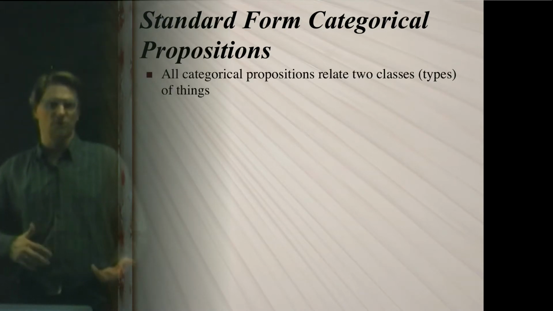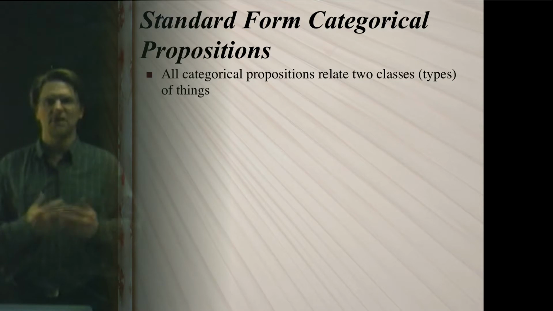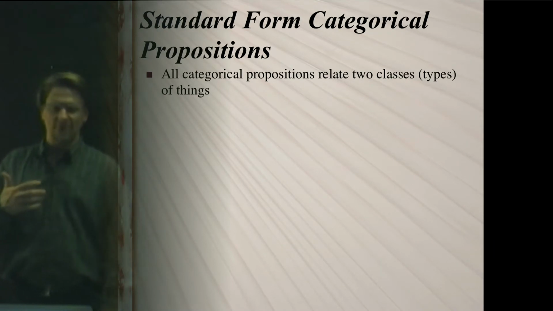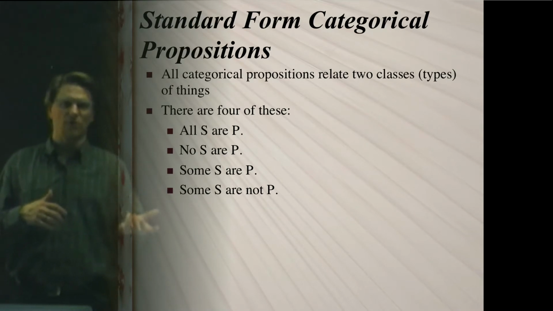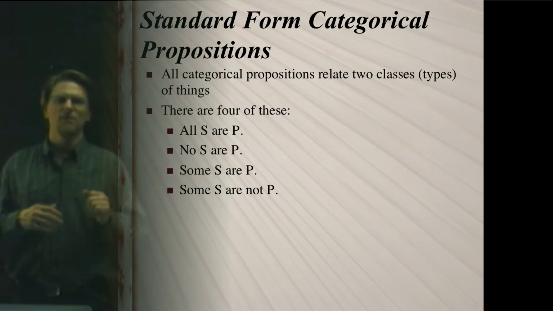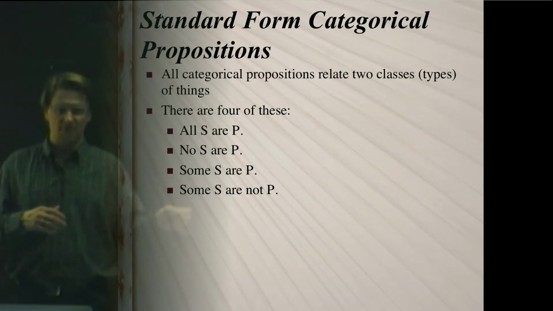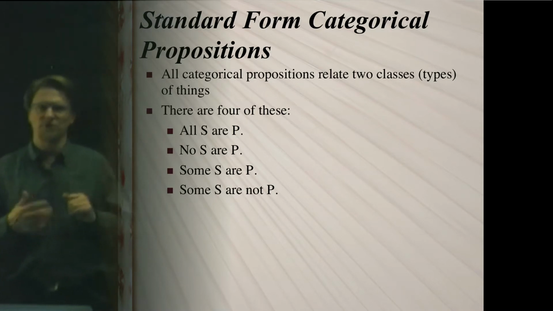So, in general, though, all categorical propositions relate to classes, that is, types of things, right? So any categorical proposition is relating one thing to another. So all cats are mammals and so forth, right? Okay. So there are 4 standard form categorical propositions: all S are P, no S are P, some S are P, and some S are not P, right? So there are these 4 standard form categorical propositions, and I'll just quickly illustrate those here. I'll move this slide out of the way and then write some examples quickly on the board.